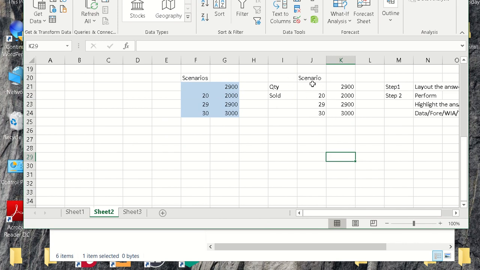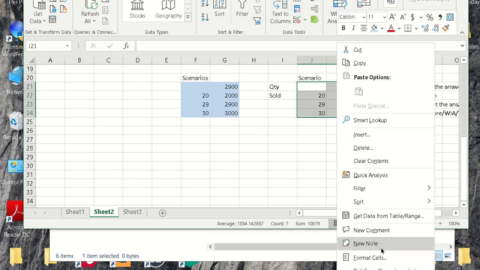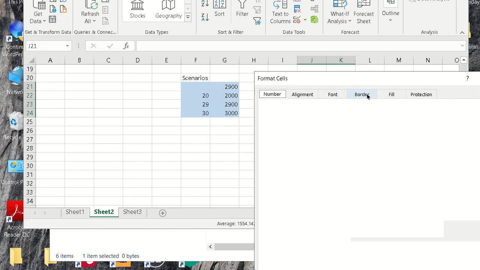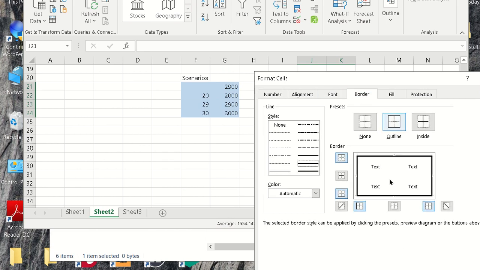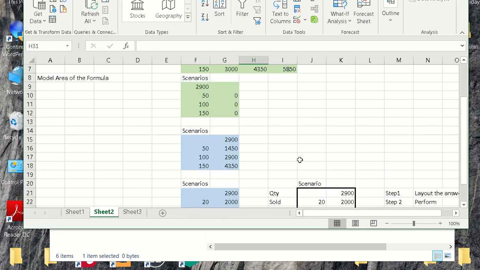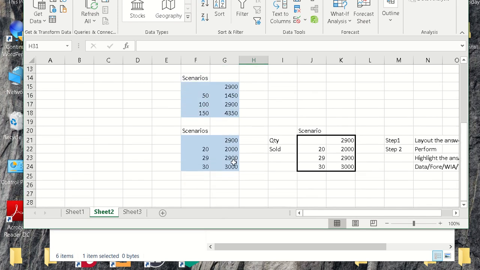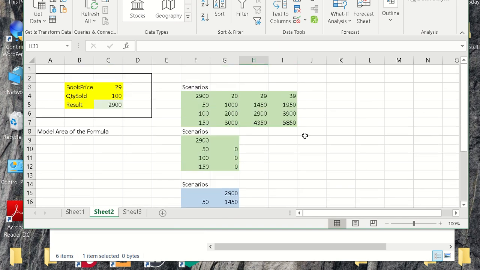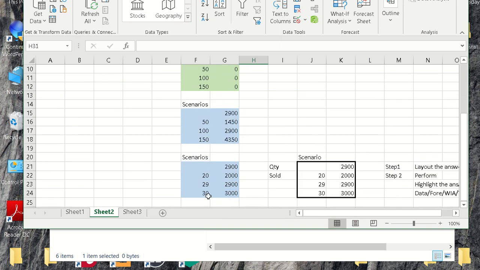So I'm going to put here a rectangle border. One more time. Here we now take a different path. Instead of changing the prices, we now change the quantity here. So now we have the scenario.